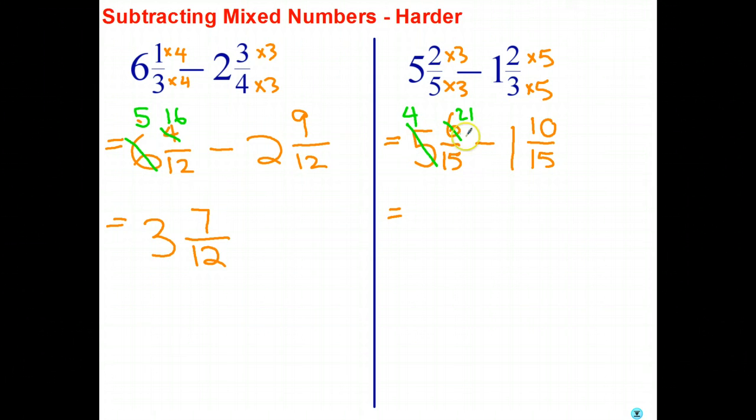And now I can go 4 subtract 1 is 3. And 21 take away 10 is 11, all over 15. So again, those are slightly harder because partway through the process, because this fraction is smaller than that one, we have to borrow one whole from the whole numbers. Convert it into 15 over 15 or 12 over 12, and then we can proceed. Okay, go ahead and try some of those out of the textbook.